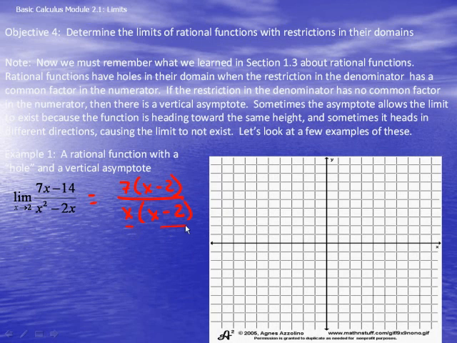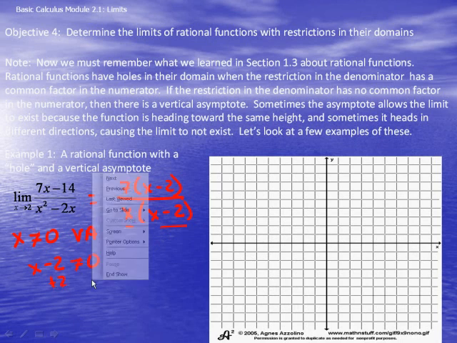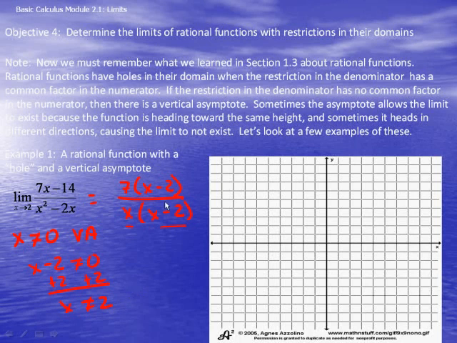Notice that we have two restrictions in our domain. The first one, we know that x cannot be equal to 0. And notice that there is no common x in the numerator. Therefore, this is a vertical asymptote. Notice also that x minus 2 is a factor in the denominator, and it can't be equal to 0. So if we add 2 to both sides, then we get x can't be equal to 2. So this is our second one, but this one does have a common factor in the numerator. Therefore, this one is a hole.